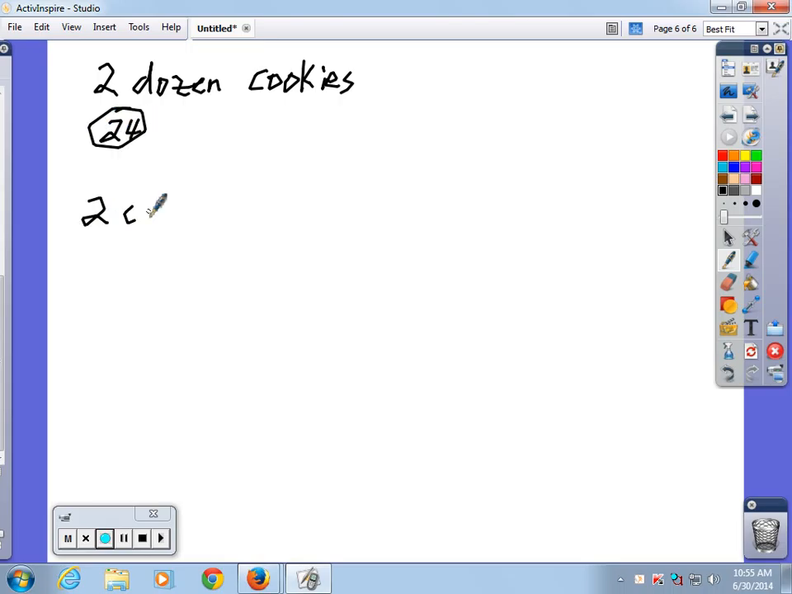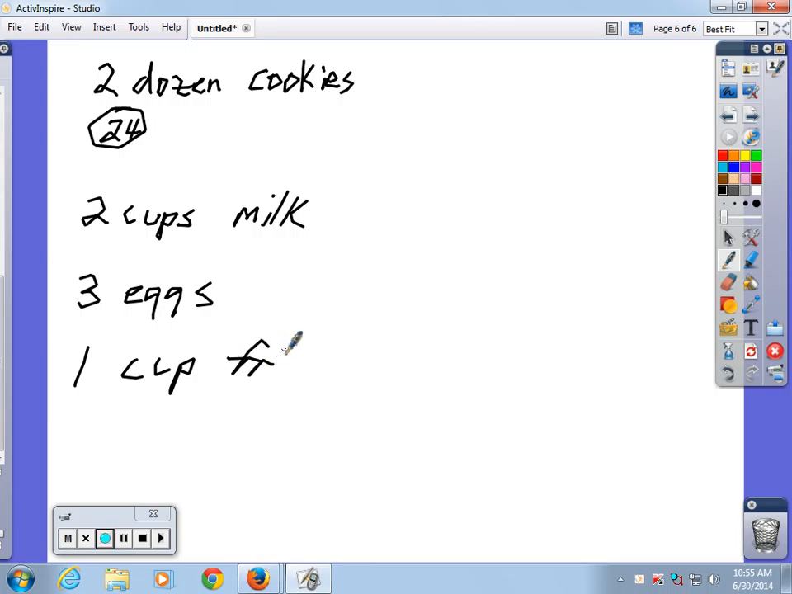2 cups of milk, 3 eggs, 1 cup of flour. No, make it 1.5 cups of flour. 1 cup of sugar. And 1 stick of butter.